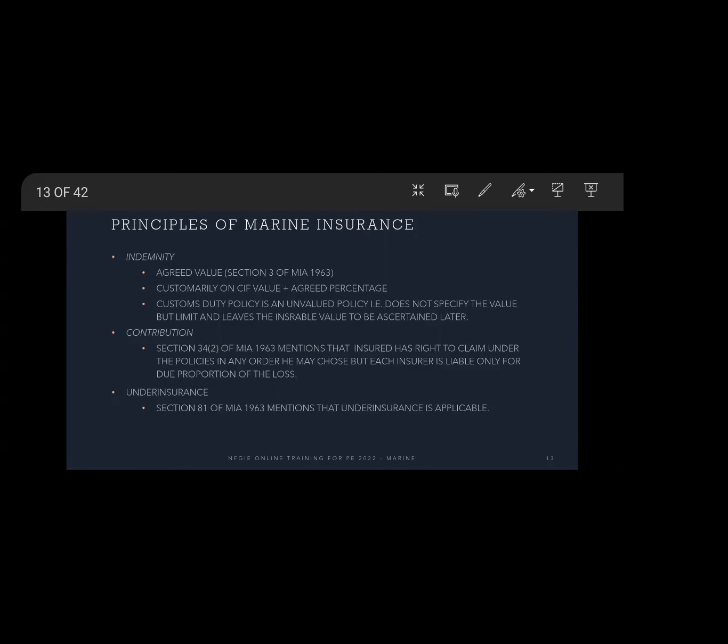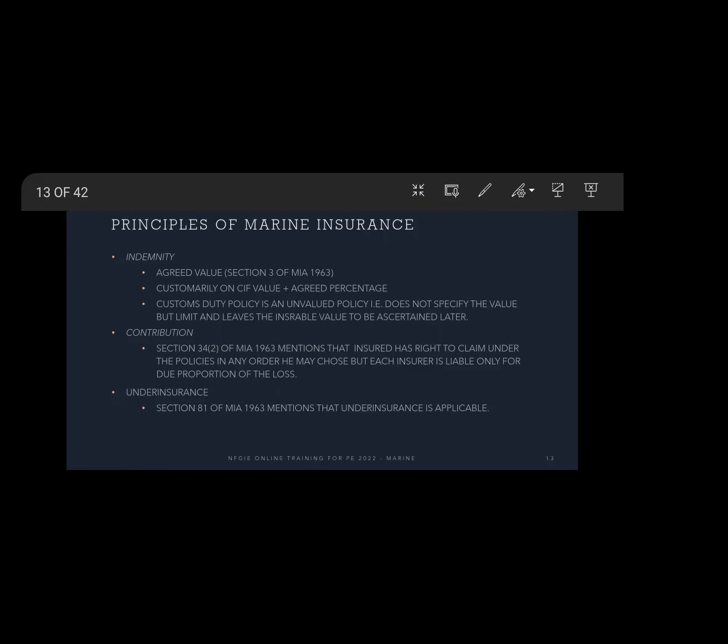Then the next point is about contribution. Section 34(2) of the Marine Insurance Act mentions that the insured has a right to claim under the policies in any order he may choose, but the insurer is liable only for his due proportion of the loss. What that means is that the contribution clause will apply. If there is, say, a consignment which is insured for 1 crore and 2 crore respectively with two different insurers, whatever the loss is will be split by the insurers in the ratio of 1:2. So the contribution clause will be applied.